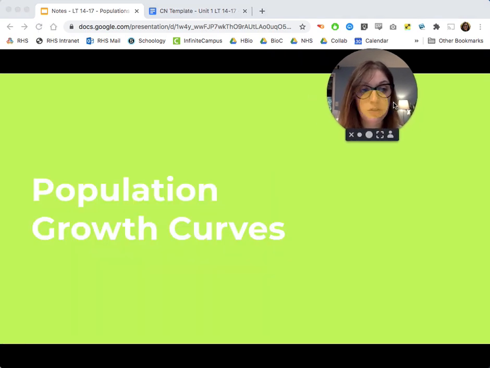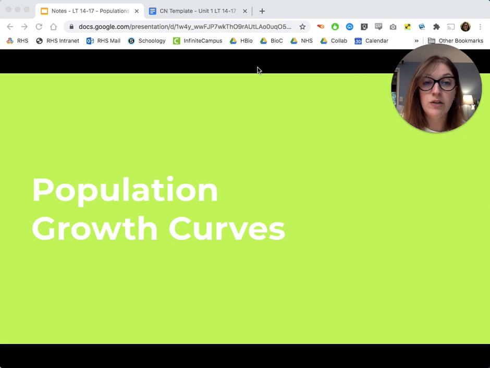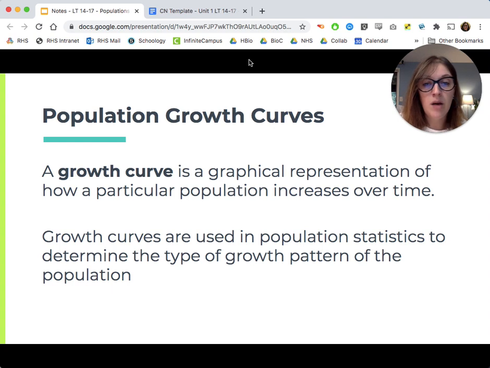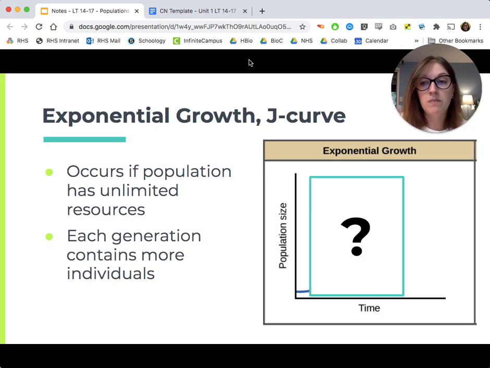Now, all of this has to do with what we see happening in nature regarding populations of species. So let's take a look at population growth curves. A growth curve is a graphical representation of how a particular population increases over time. Growth curves are used in population statistics to determine the type of growth pattern of the population. We're going to look at two types. Exponential growth is also called the J-curve. You should write down J-curve in your notes.